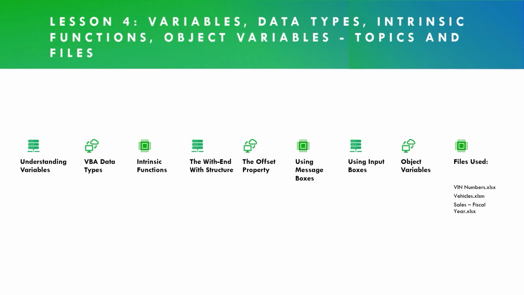And lastly, we learned about the difference between object variables and the regular variables. And we set up an object variable in a different file so that we could calculate the sum of the selling price column and put the result of the function 2 rows underneath the last populated selling price in that column.